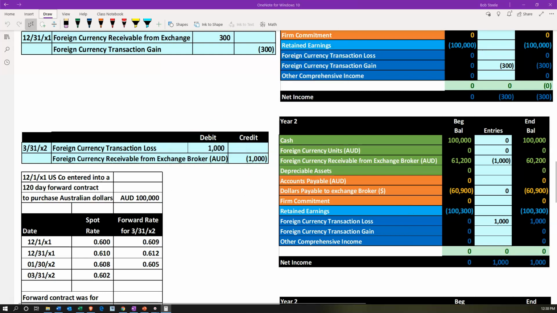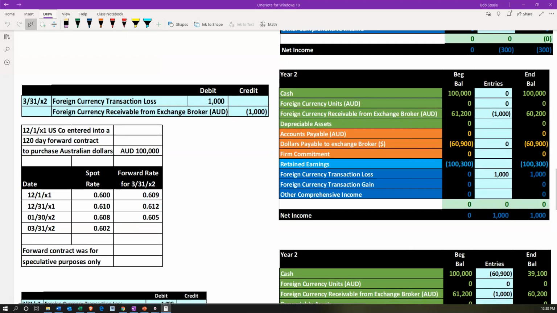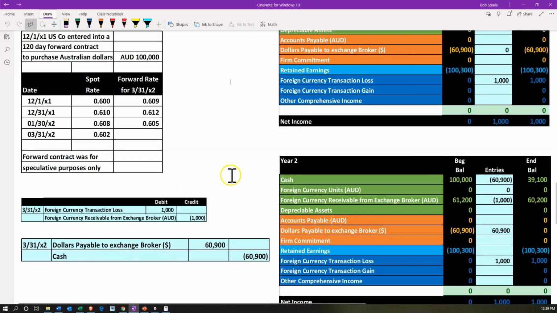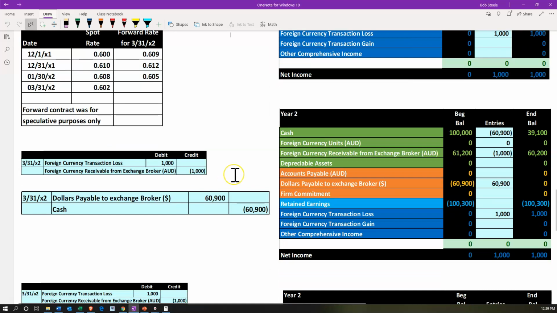Now we're going to record the current loss being the 100,000 recorded on the income statement. Other side going to the foreign currency receivable. Foreign currency receivable now at the 60,200. That 60,200 once again, one more time, calculated as the 100,000 times the 0.602, 60,200.